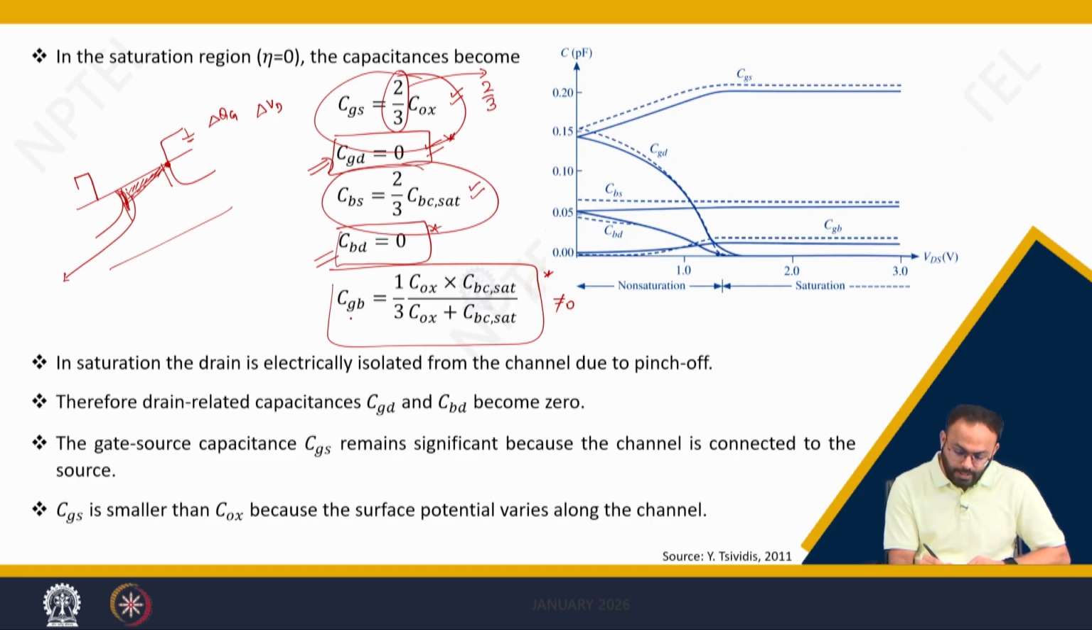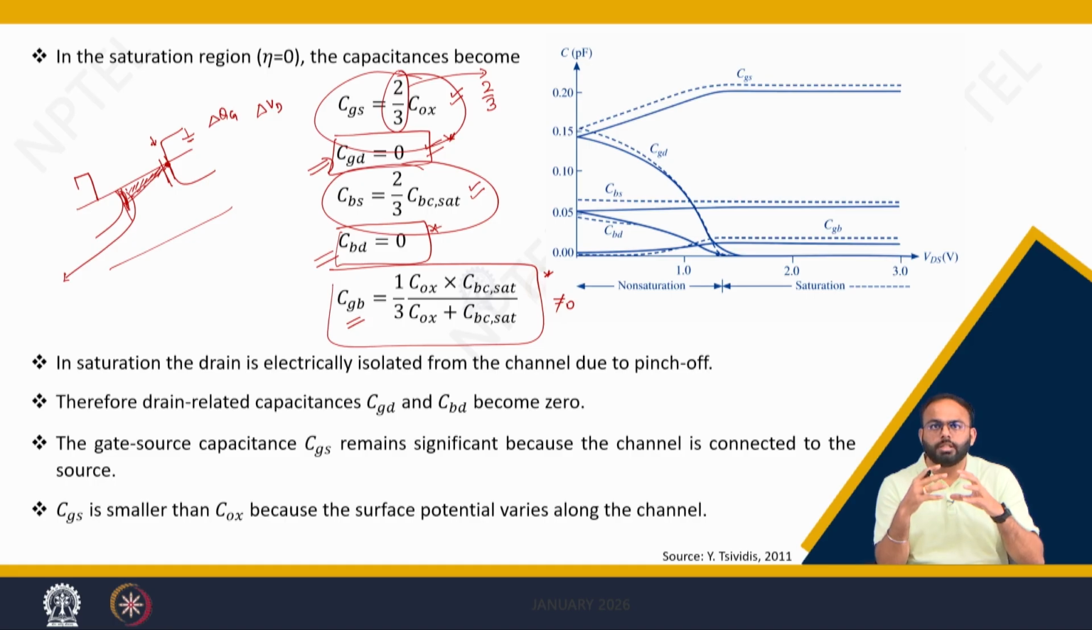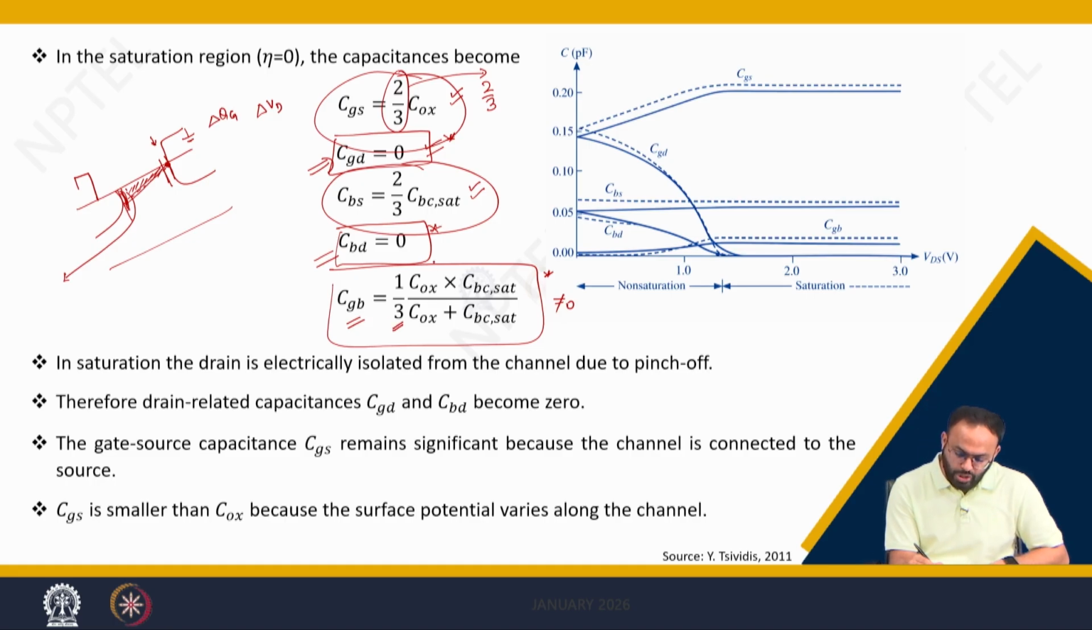Now why is CGB not 0? Because there is a pinch off, right? So there is a region where the electric field lines from gate to body see some capacitance, and hence we do have a 1 by 3 factor of COX in series with CBC saturation, that is COX plus CBC sat.